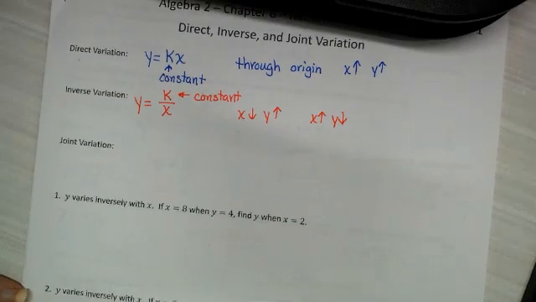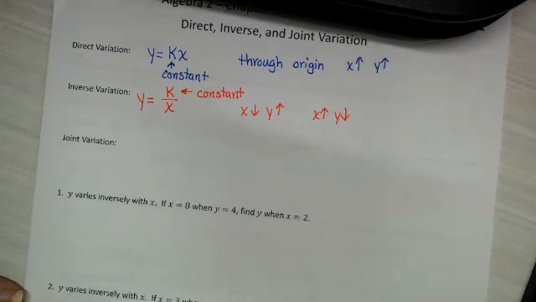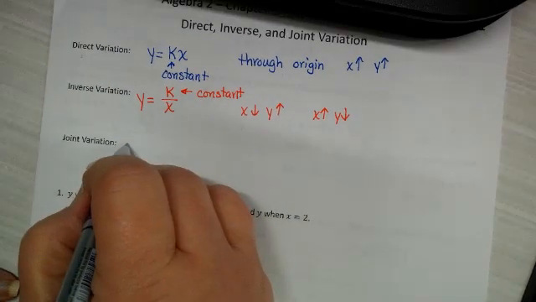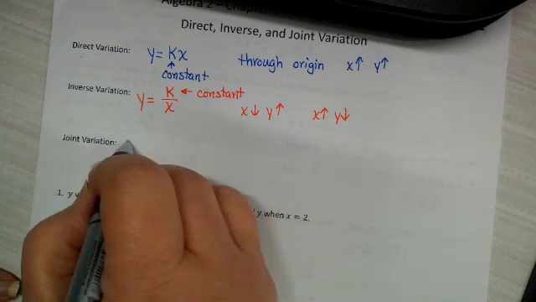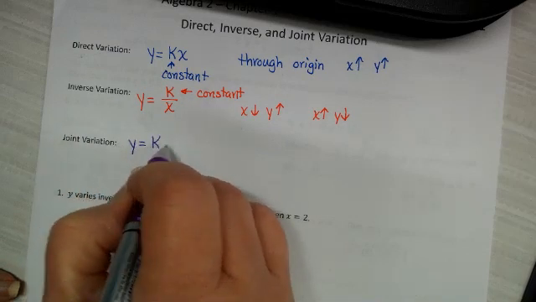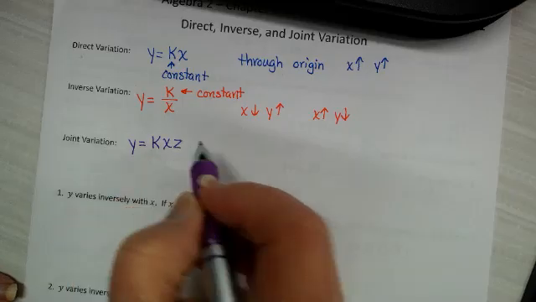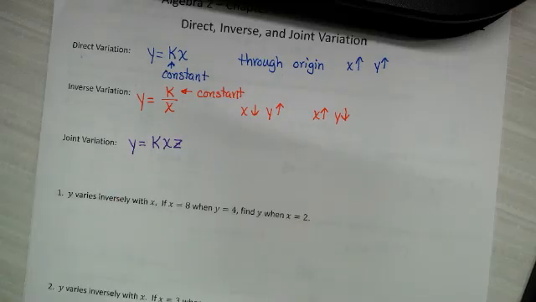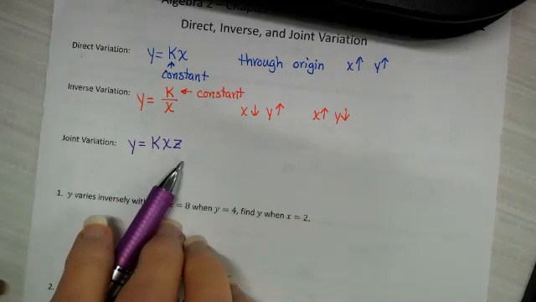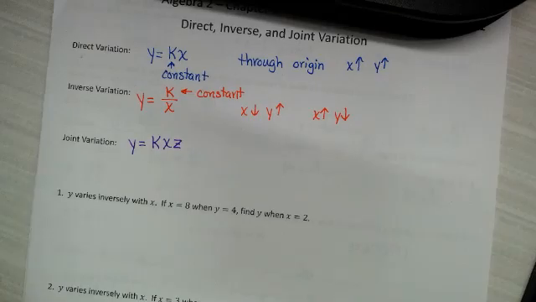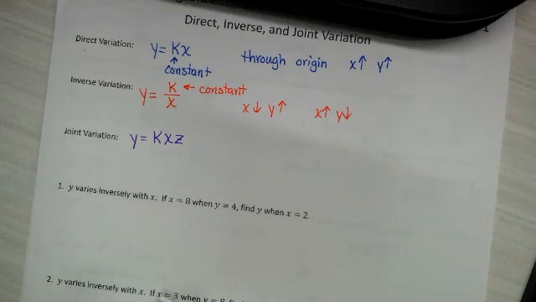Joint variation would be when you have three variables related to each other. So in this case, it might be y equals k times x z. I don't know, I'm making up variables at this point. But the same thing with k being the constant. So let's see what some problems look like that involve this variation.